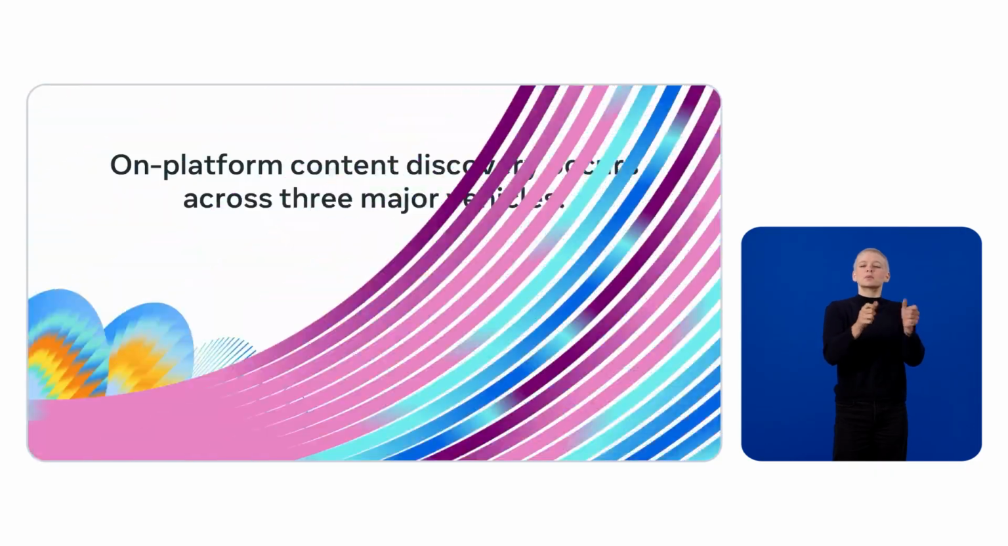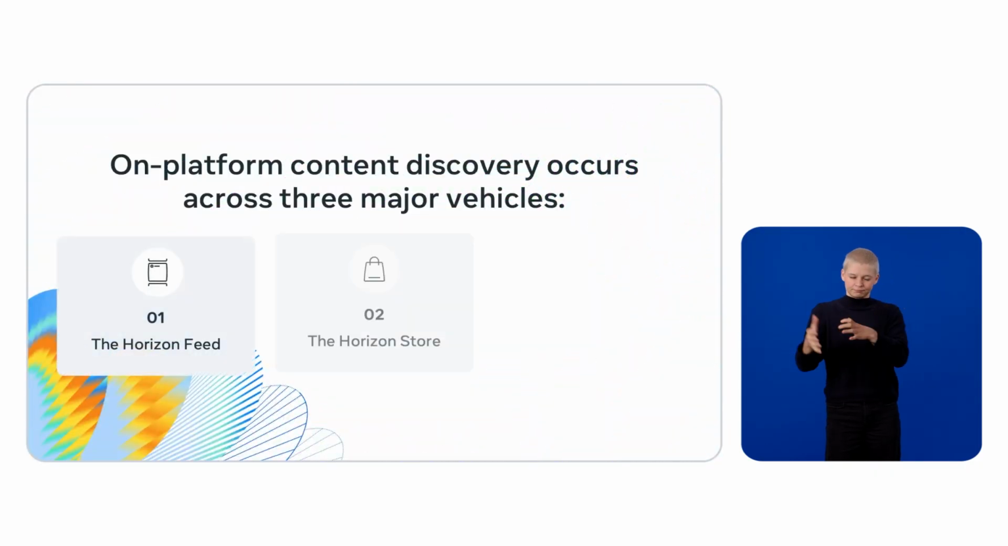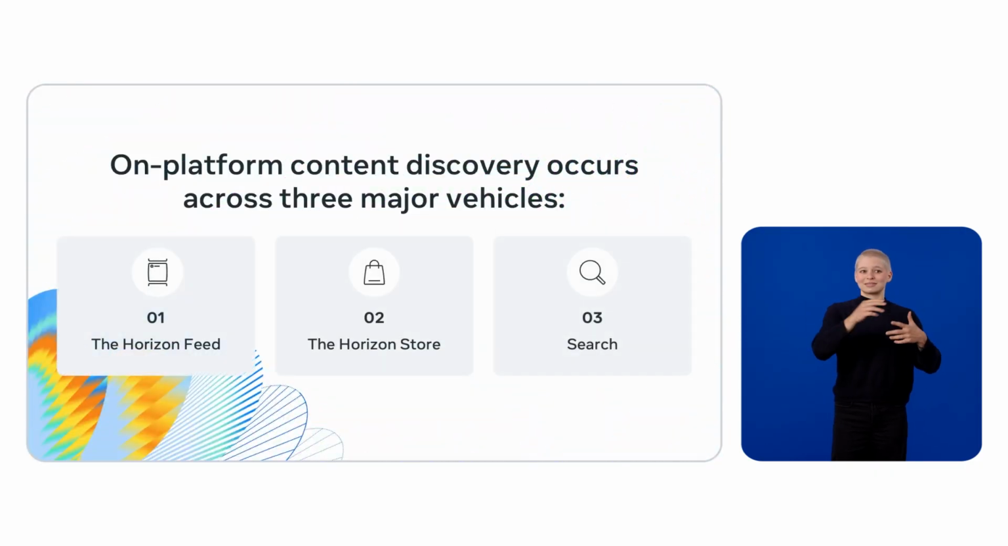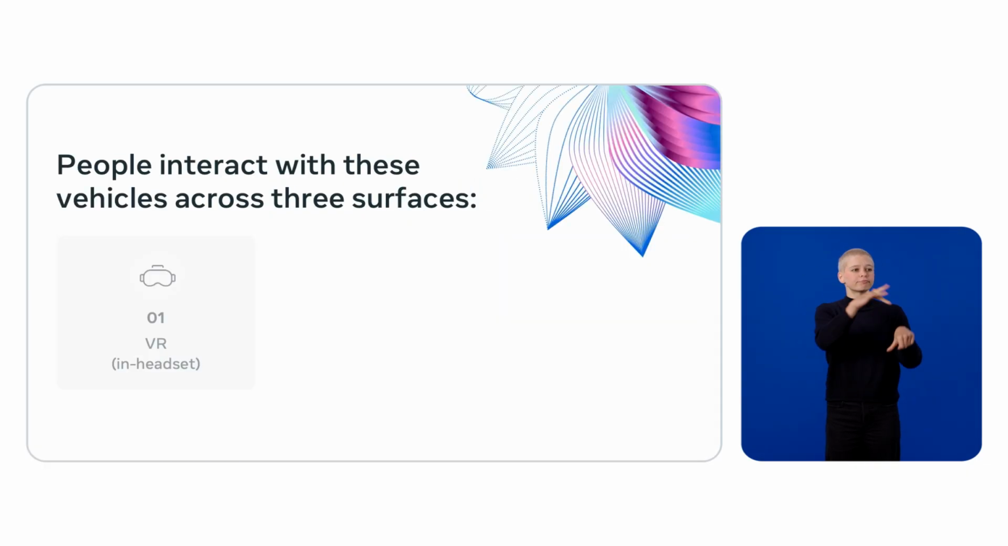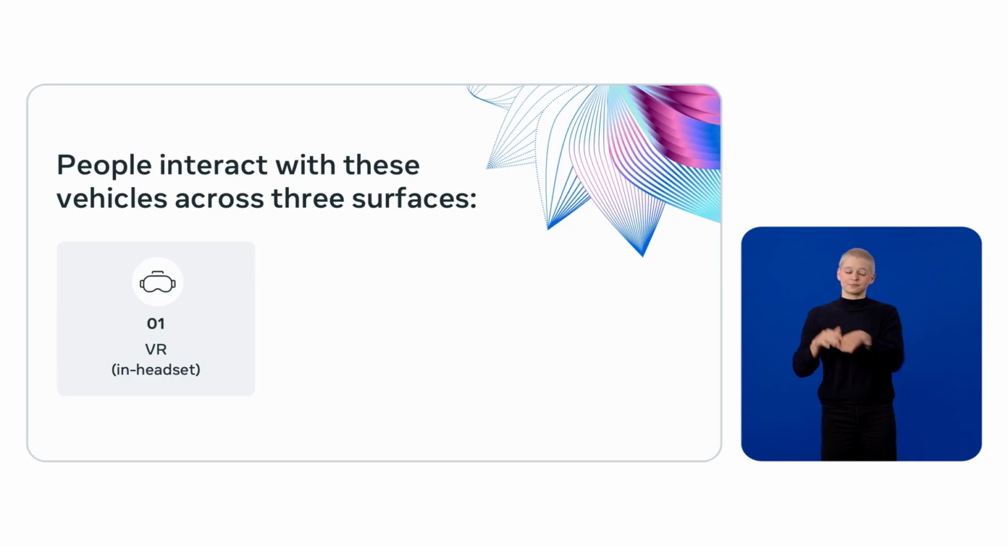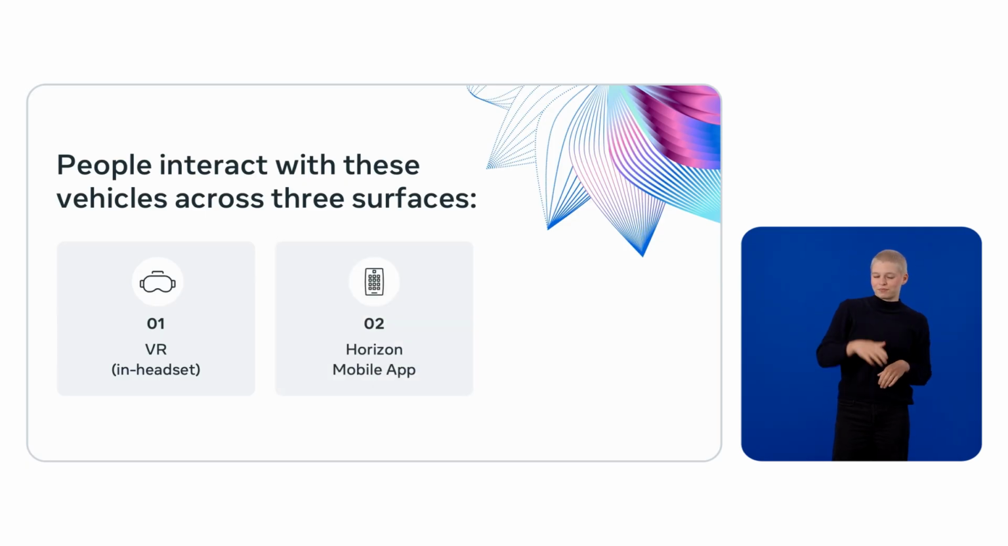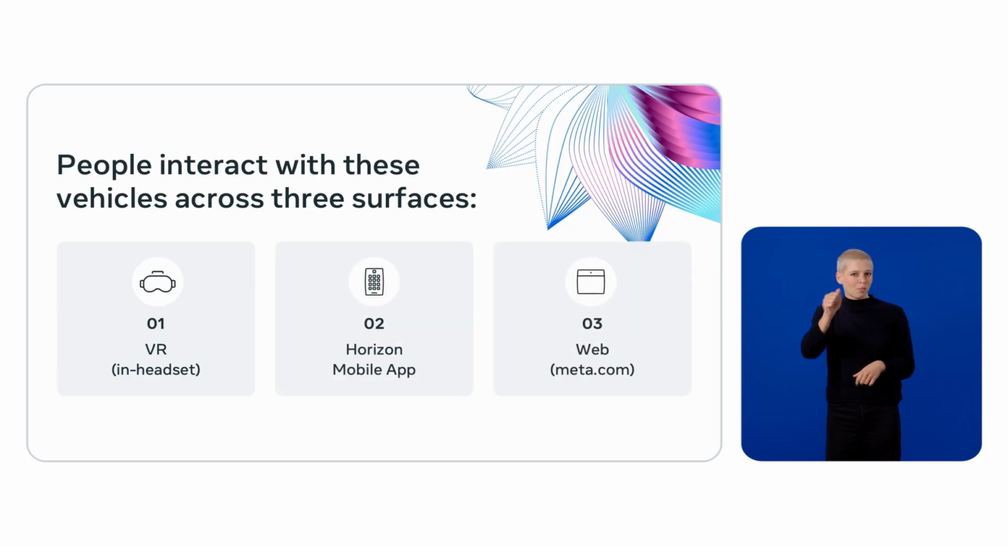Content discovery within the Meta Horizon ecosystem occurs across 3 major vehicles: the Horizon feed, the Horizon store, and search. Users interact with these vehicles across 3 surfaces. The first is in VR, when they put on their headset. The second is within the Horizon mobile app. And last is on the web at meta.com. As users interact with these different vehicles across different surfaces, their needs change, and as a result, we see different behaviors. Let's talk a little bit about that.